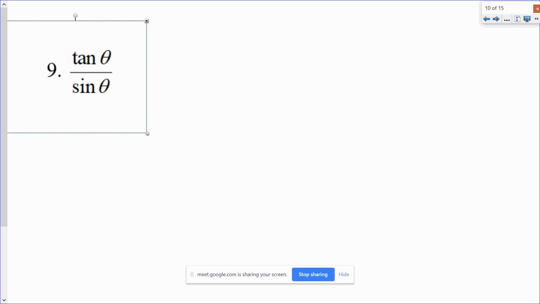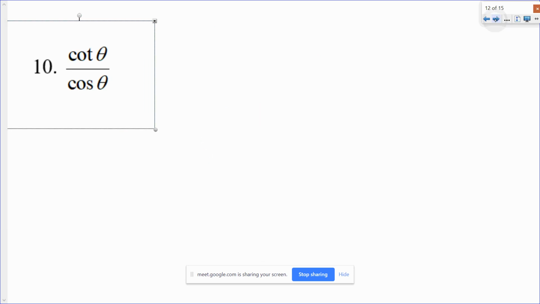That's all I got for you with this lesson. So I'm going to give you about 5, 6, 7 minutes or so to practice, and then we're going to move on to the next lesson, which is a different type of identity, Pythagorean identity.